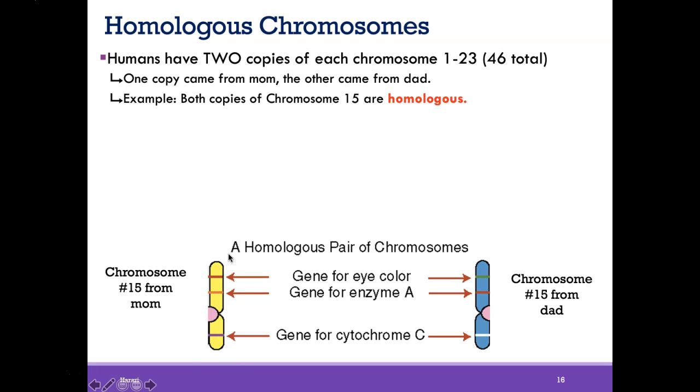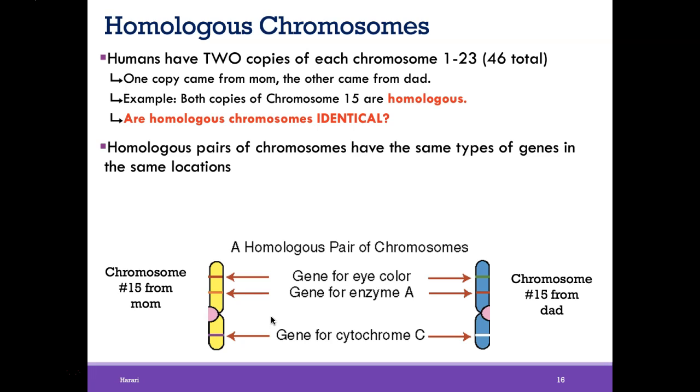All right, so this could be chromosome 15 from mom, and then on top there's the gene for eye color, then there's the gene for enzyme A, and then there's a gene for cytochrome C. But are homologous chromosomes identical? The answer is no. For example, all chromosome 15s in humans will always have the eye color gene in the same location, enzyme A gene, and the cytochrome C gene, right? All chromosome 15s are homologous to each other because they match up, but they're not identical.